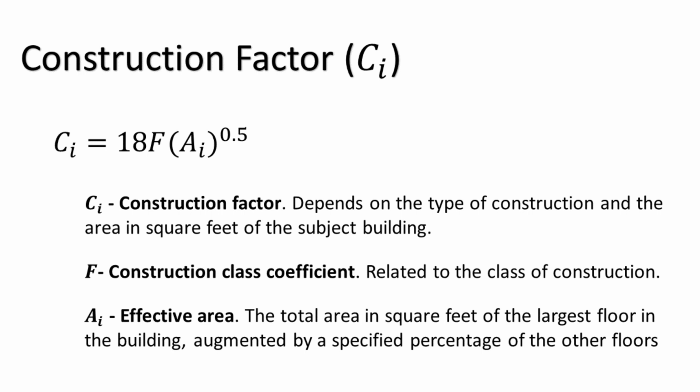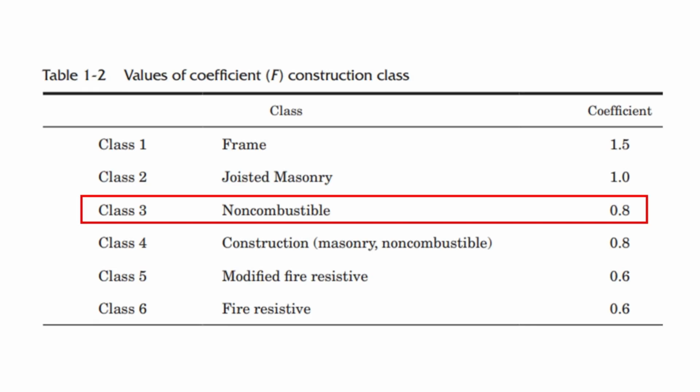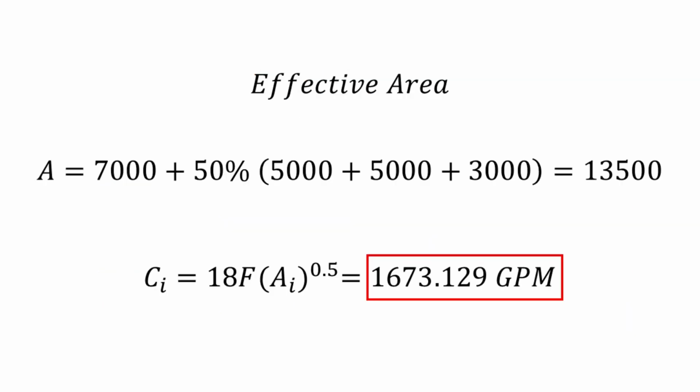First, let's look at the construction factor, which can be calculated using an equation related to the coefficient F and the effective area A. We must know its construction class to determine the coefficient F. In this problem, the building is in construction class 3, corresponding to an F value of 0.8. Next, let's find out what the effective area is.